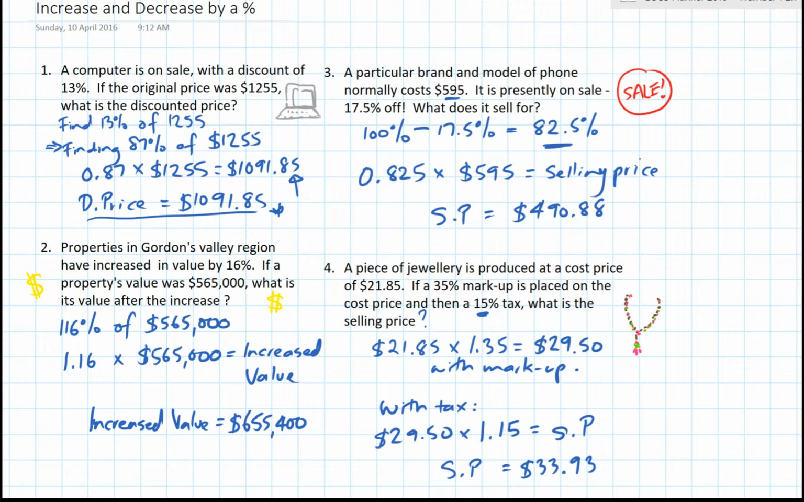So we could round that up to $33.90 or $33.95 or whatever price. We could even round that up to $34 if we were the people producing the jewellery. And that is increase and decrease by a percentage.